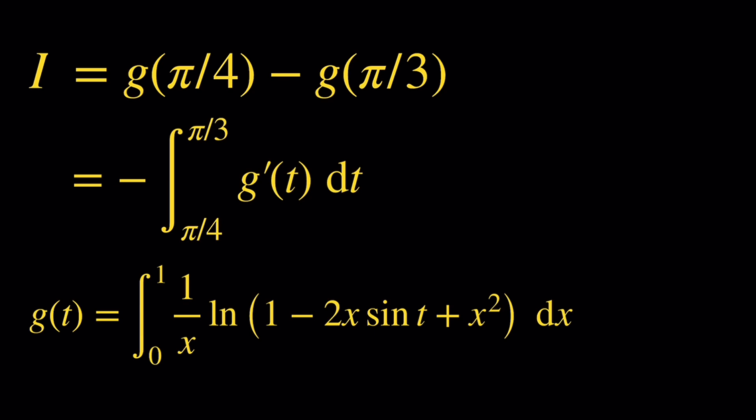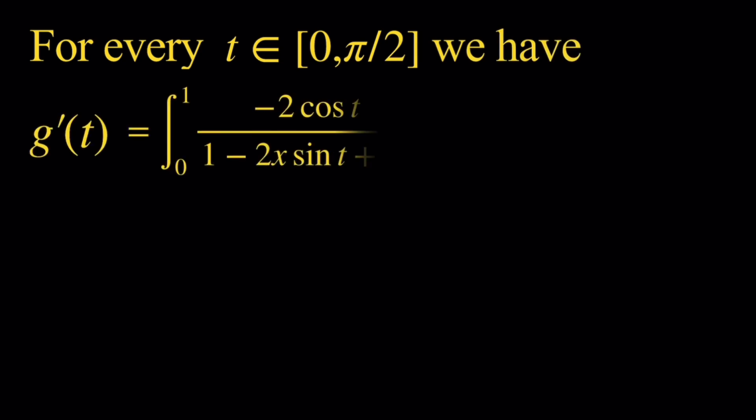Okay, so if we can compute g prime, if we can find a very simple expression of the derivative of g, we should be able to compute I. And that's exactly what we're going to do. So let's compute g prime. We can differentiate under the integral sign, and we're going to get g prime of t equal the integral from 0 to 1 of negative 2 cosine of t divided by 1 minus 2x sine of t plus x squared dx.